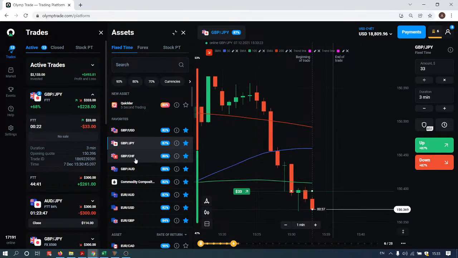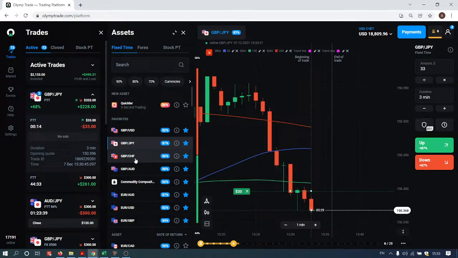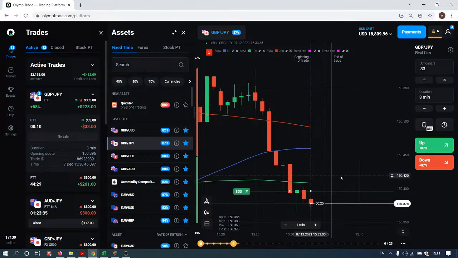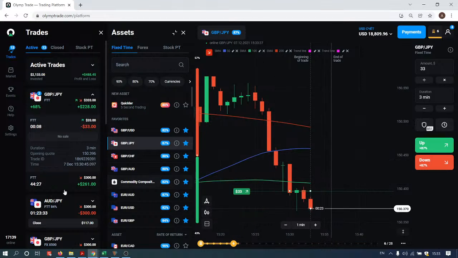So the same as with Quickler. It's basically too fast for me. I do not want this kind of trading. I would say these 3 minute trades are already a little bit too fast. So I'm getting used to 3 hour trades, 4 hour trades. I'm more and more getting used to it.